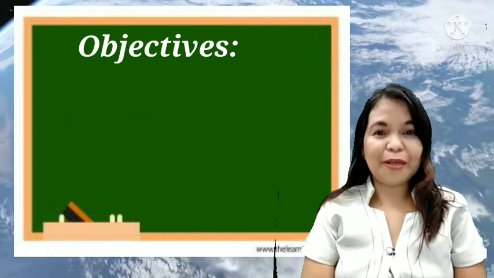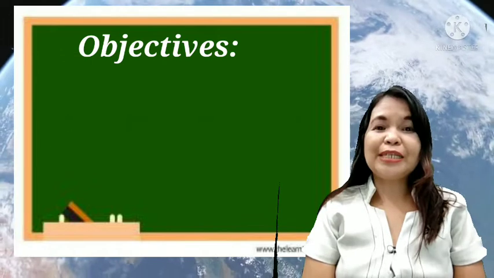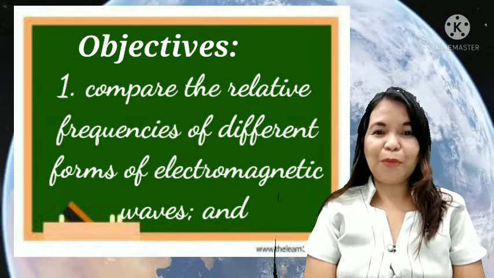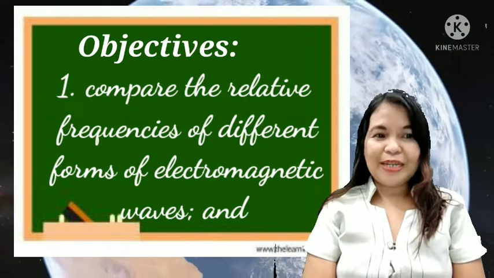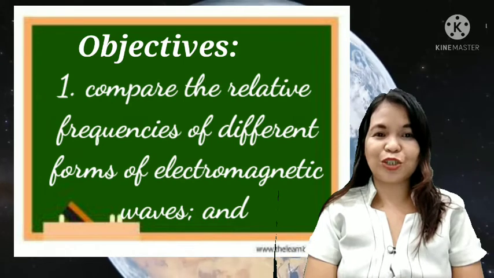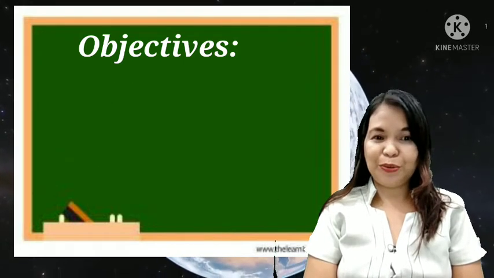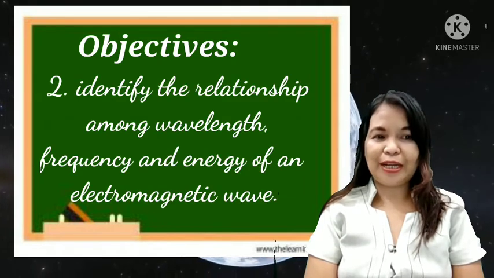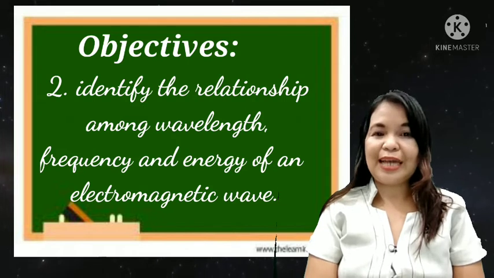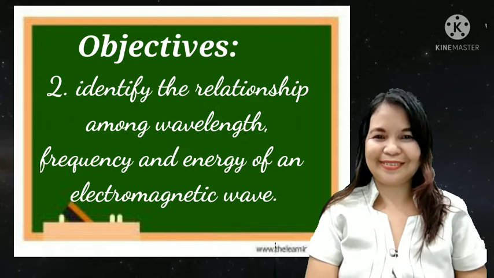My handsome and beautiful students, I am asking you to please read with me our objectives. Objective number 1. Compare the relative frequencies of the different forms of electromagnetic waves. And objective number 2, identify the relationship among wavelength, frequency, and energy of an electromagnetic wave.